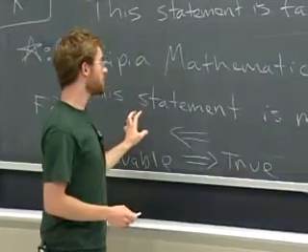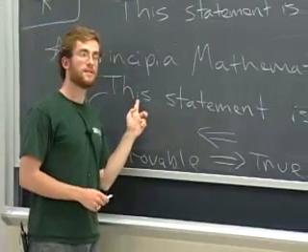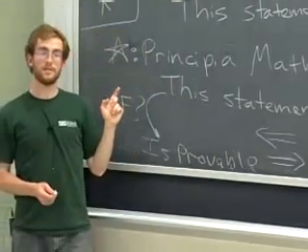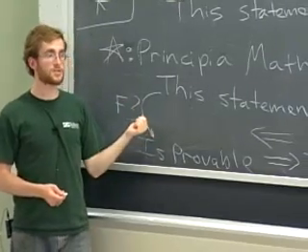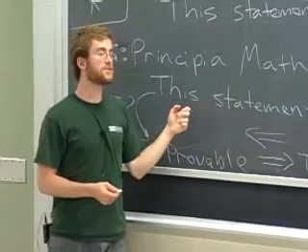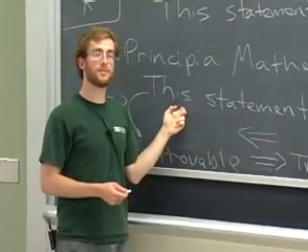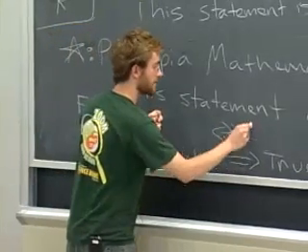Well, let's ask this statement. What if this statement is true? Well, if it's true, what it says about itself must be true, and that's that it's not provable. So the only way that this statement is true is if it's not provable. So suddenly, we know that we can't go the other way.